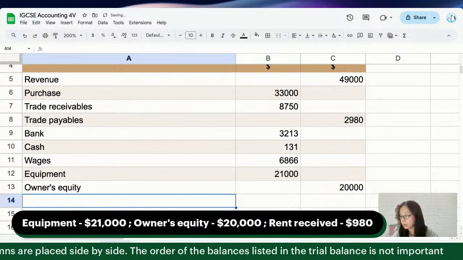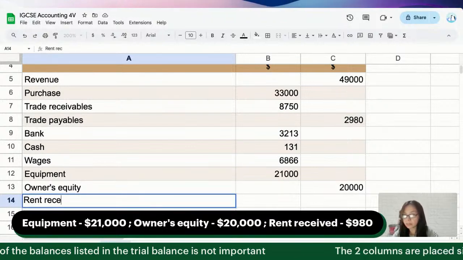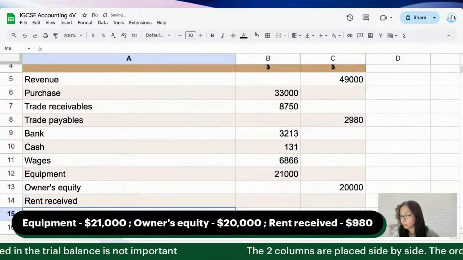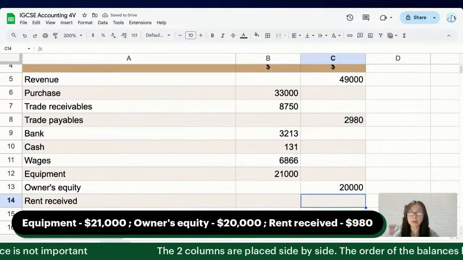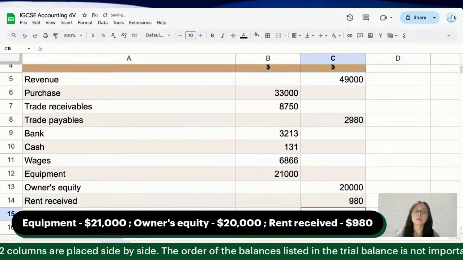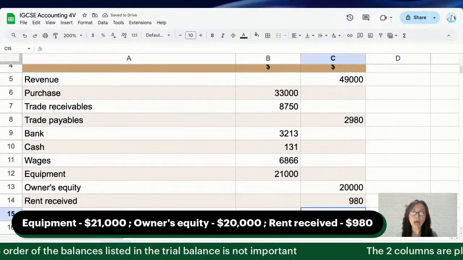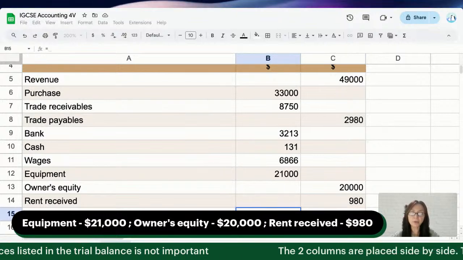Okay, and lastly is rent received. So we receive income, it will be on the credit side. Okay, so it's 980. So let's try to do the total up for this.